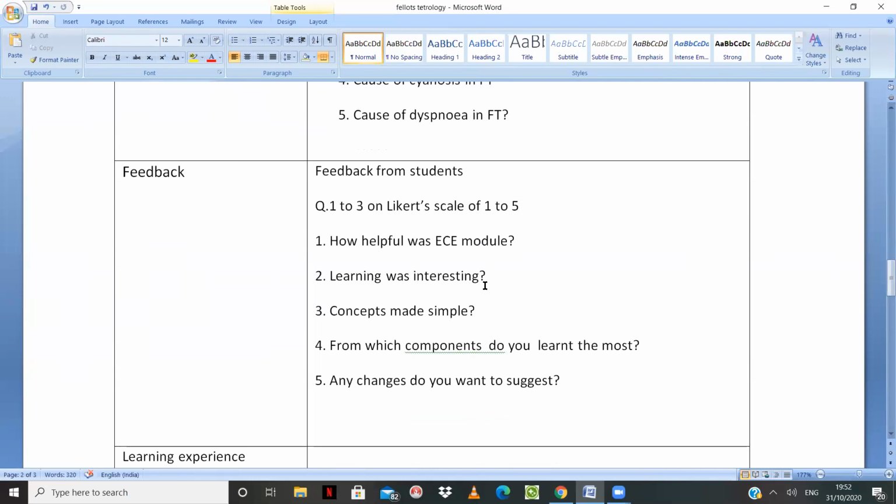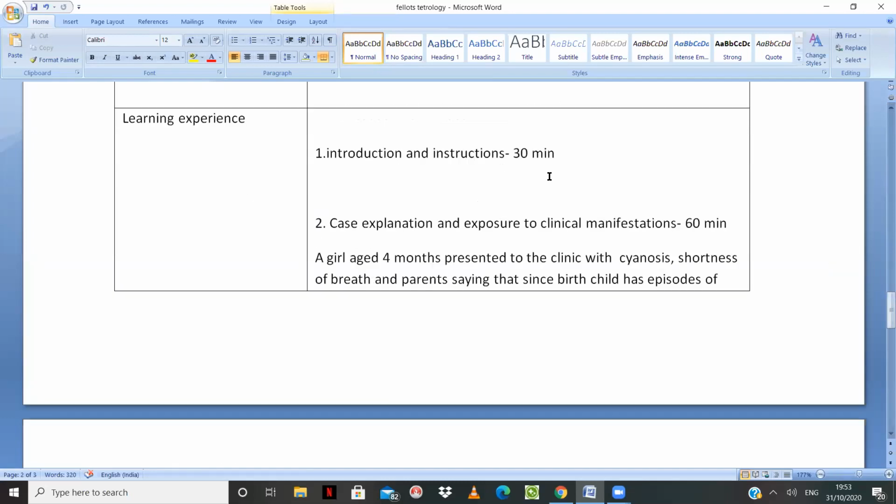Learning was interesting. Concept made simple. So they have to give these 3 answers on a Likert scale of 1 to 5, where 4 and 5 mean they benefited most from the ECE module. And for the learning experience, first we'll take 30 minutes for the introduction and instruction part on Fallot's tetralogy.